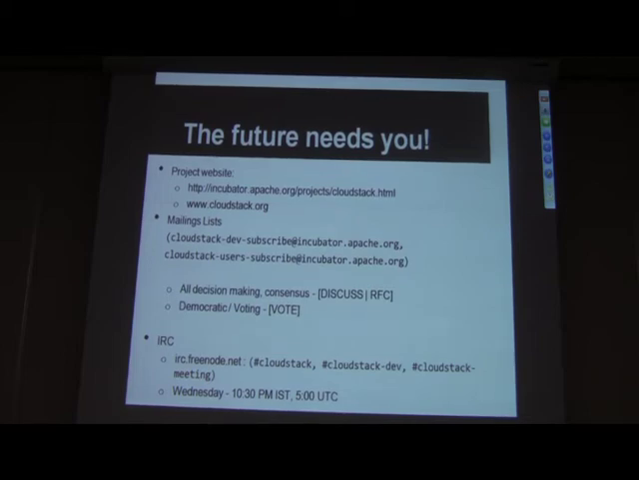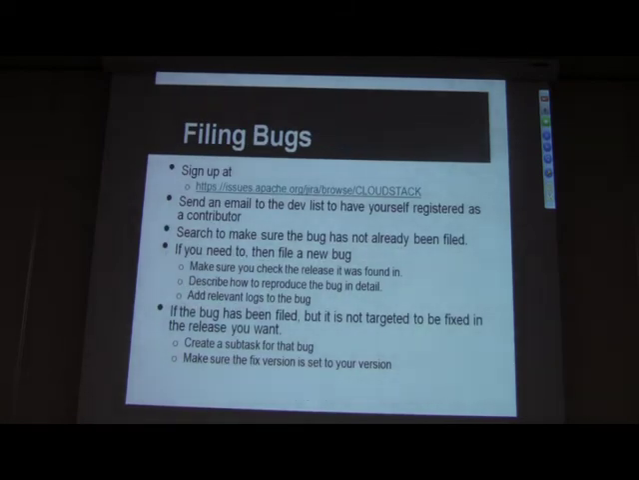There's an IRC on irc.freenode.net: CloudStack-dev and CloudStack-meeting. CloudStack-meeting meets every Wednesday, and that's actually wrong on the slide. It's not 5 UTC, it's 1700 UTC. You can participate that way if you join the IRC. And if you have questions and you're looking for someone to help you, you can join the IRC as well.